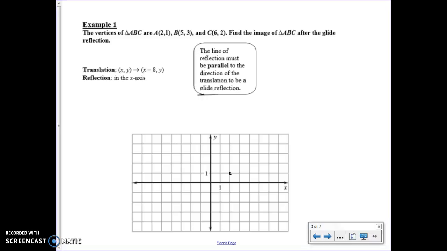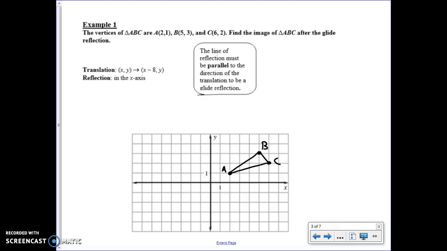So I'm going to go ahead and plot ABC. So we're right 2, up 1 for point A. For point B, we're right 5, up 3. And for point C, we're right 6, and up 2. So now you're going to have to recall some rules on those reflections and rotations when we get there.